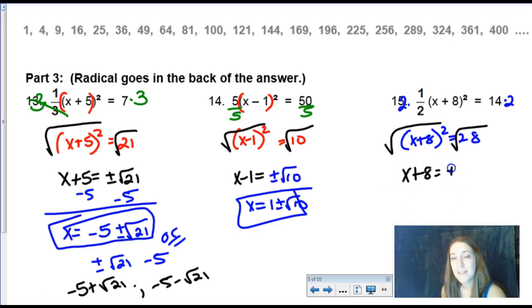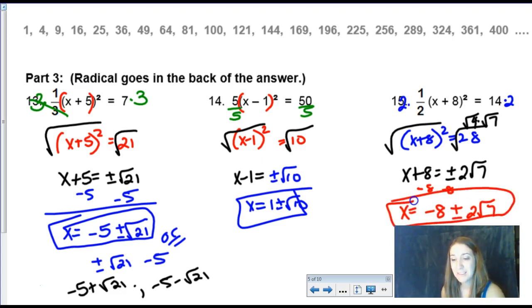All right. x plus 8. This is where the plus or minus has to show up, though, huh? And this breaks into 4 times 7. So that would be 2 square roots of 7. And then I prefer the answer when you put the subtract 8 in front of the plus or minus. So my solutions are -8, and then both adding and subtracting 2 square roots of 7.